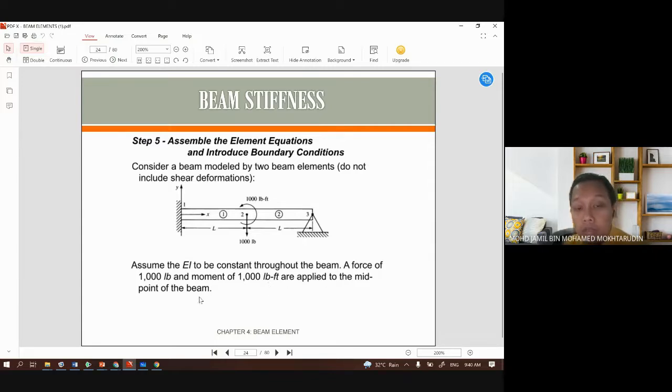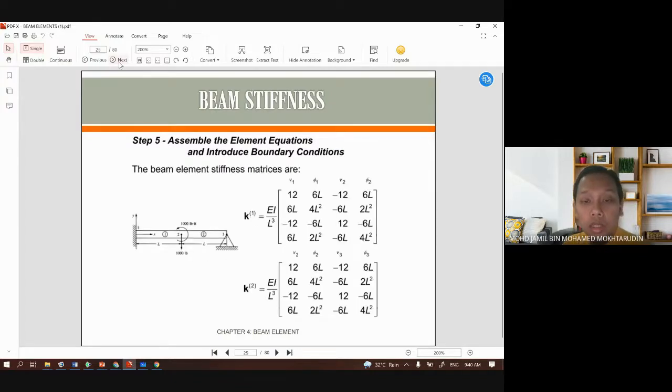Are applied to the midpoint of the beam. Okay, so first we find the stiffness matrix of the element number 1.